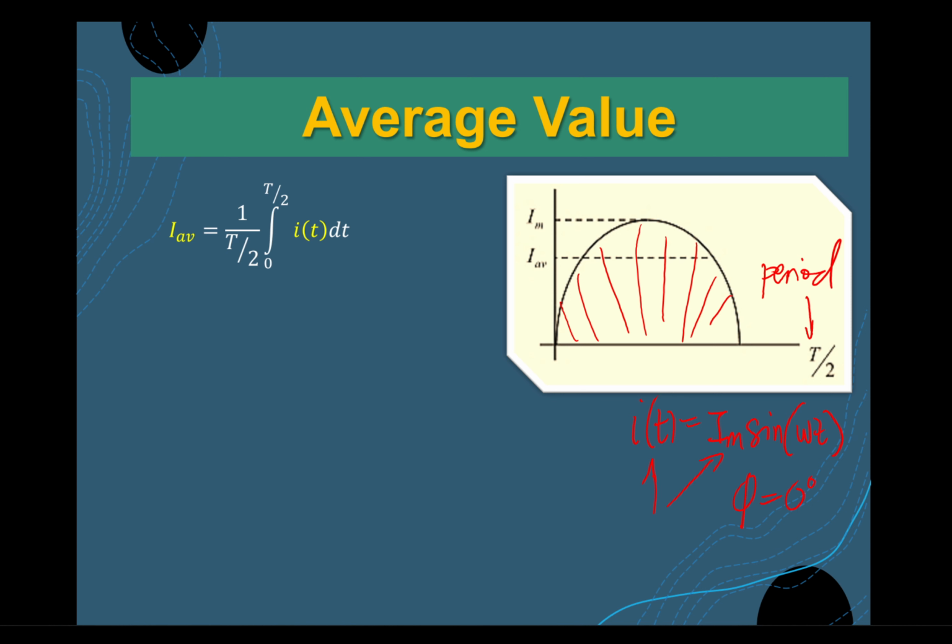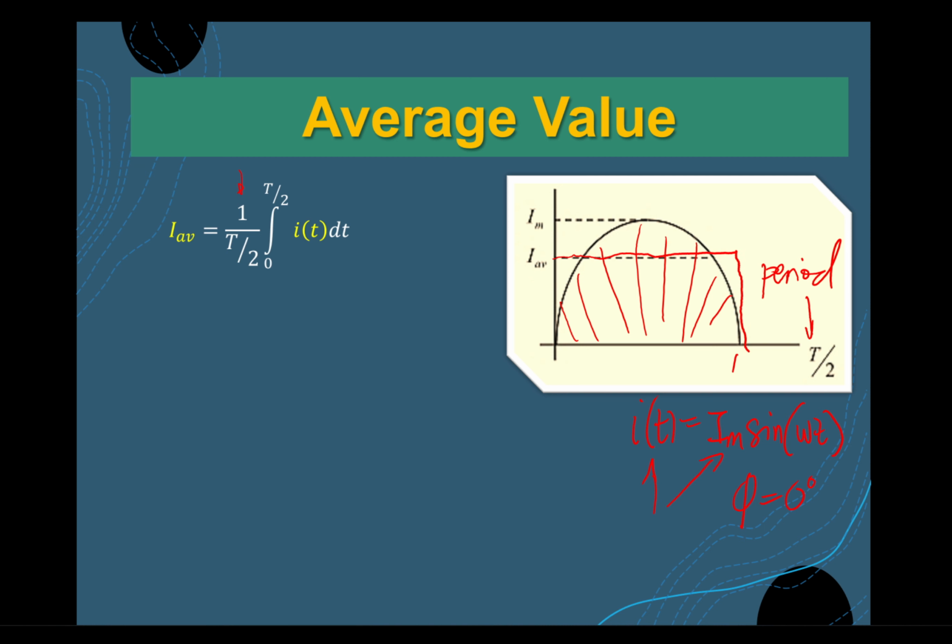So it can be any value representing the signal. So this is from 0 to T over 2, and then taking the integral of the instantaneous value from 0 to T over 2, and then we have this divided by T over 2. Why do we need to divide? Because we're looking at the average, meaning you need to flatten the curve.